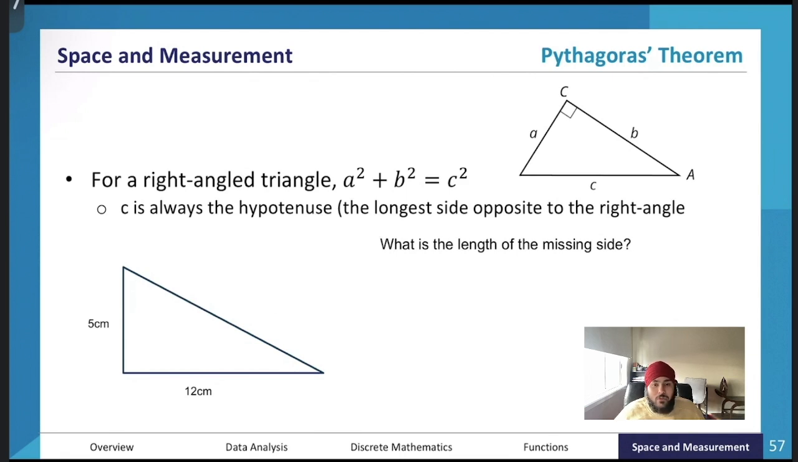For a right angle triangle, a squared plus b squared is equal to c squared. And c is always the hypotenuse. So in order to work out the length of the longest side of a right angle triangle, all you need to do is square the two sides that are given to you, and work out the unknown side by applying it to this formula.